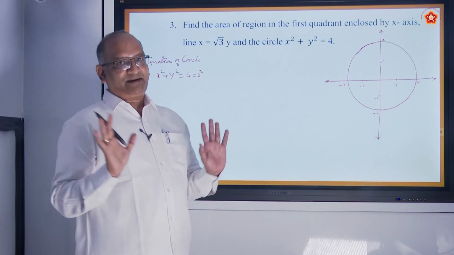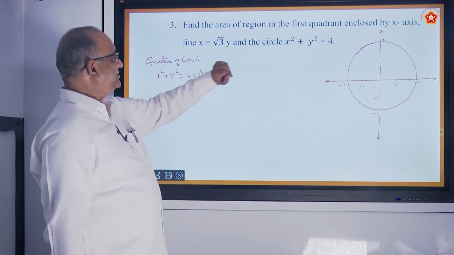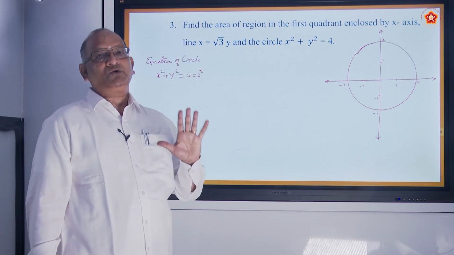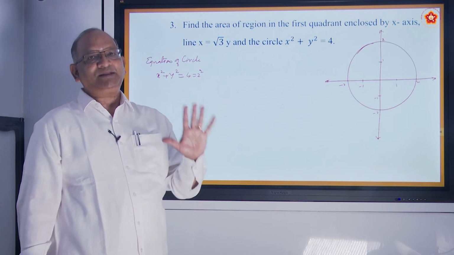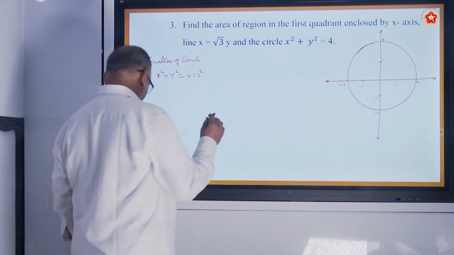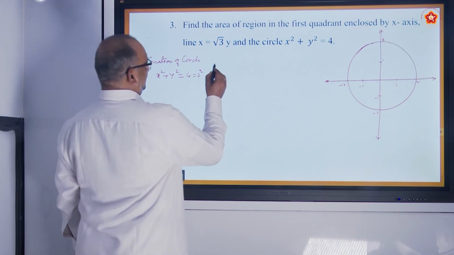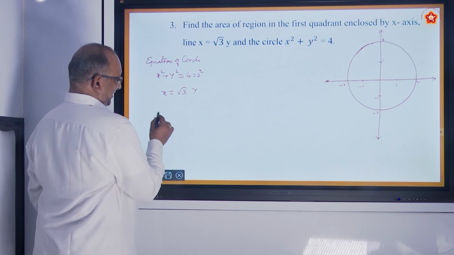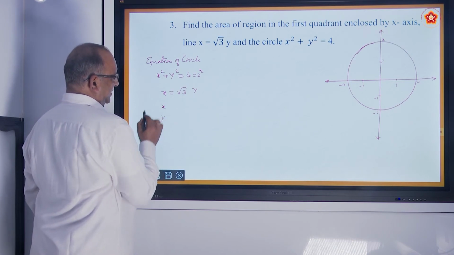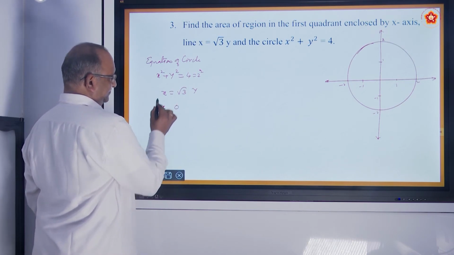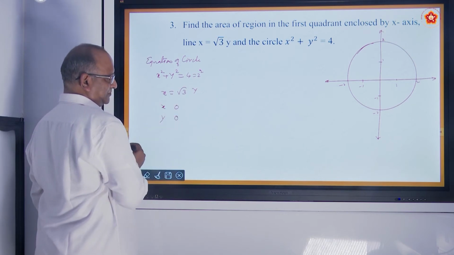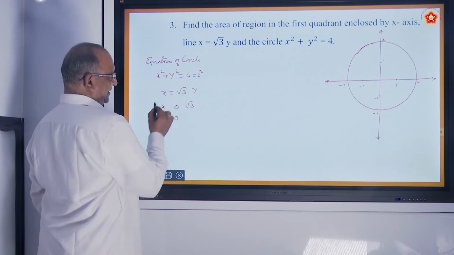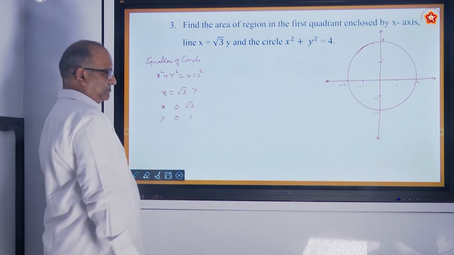So, we have drawn a circle. After the circle, what is the next thing? We have a line. What is the line? x equal to root 3 y. We have to draw the line. How do you draw the line? Take points x and y. Suppose x is 0, y will become 0. Suppose x is root 3, root 3 will get cancelled, you will get y equal to 1.